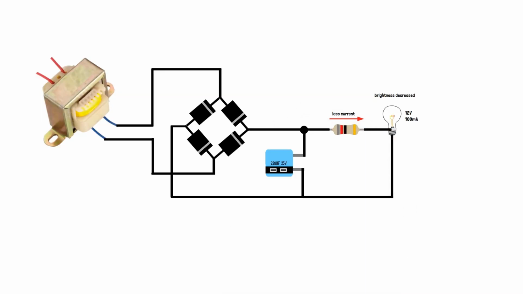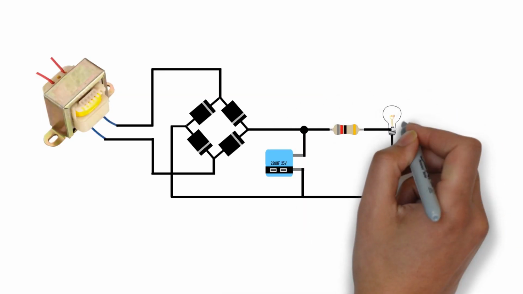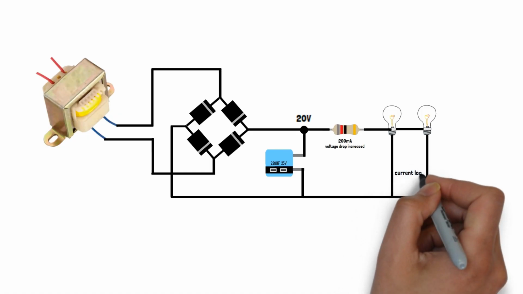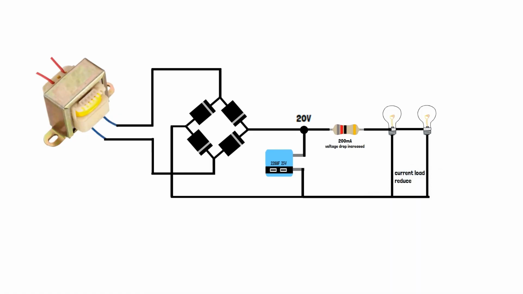Another scenario: suppose my load suddenly requires a higher current, such as 200 milliamperes. This could happen when I connect an additional bulb to the circuit. As the current increases, the voltage drop across the resistor also increases, reducing the voltage supplied to the load and affecting the bulb's brightness. Conversely, when the load requires a lower current, the voltage drop across the resistor decreases and the voltage supplied to the load is increased. This could increase the bulb's brightness and pose a risk to the load.